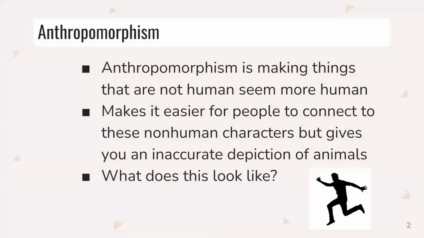Before we actually go into the specific animals, I want to go over a big scary word, and that is anthropomorphism. This is used all the time in cartoons, and it's essentially making things that are not human seem more human, and that will basically make it easier for people to connect to these non-human characters. Unfortunately, this will give you an inaccurate depiction of animals. The most popular and common use of anthropomorphism is making quadrupedal animals bipedal, which is a factor in all three of the animals we will show. So Philip will give you a better explanation of what this looks like.